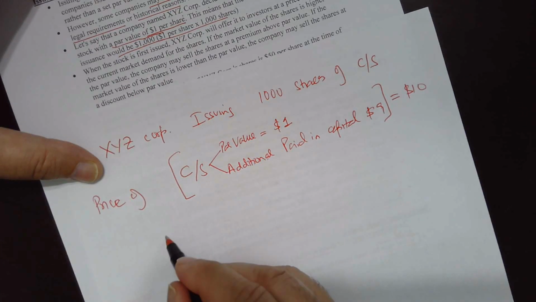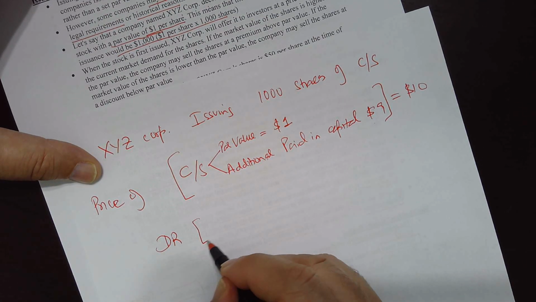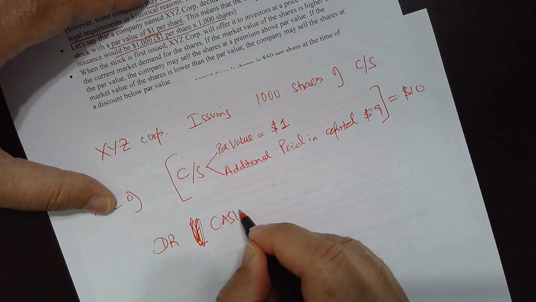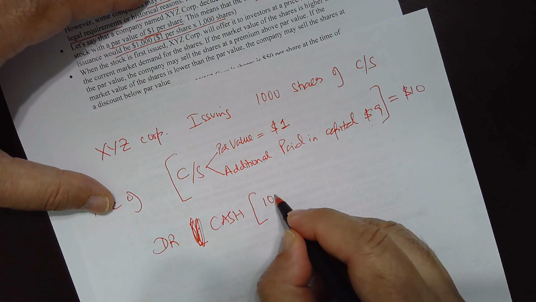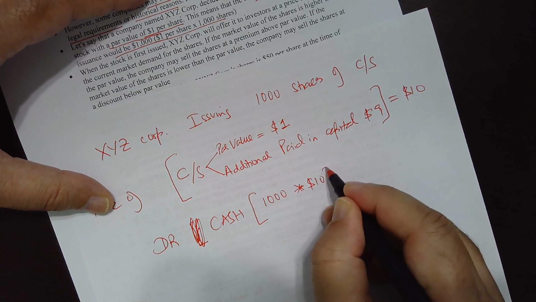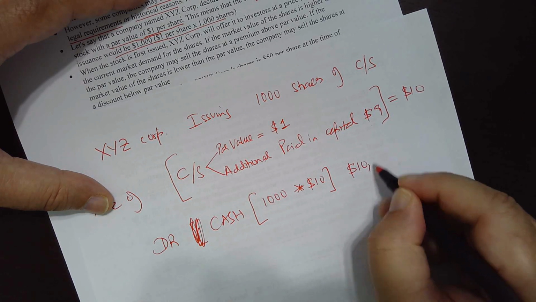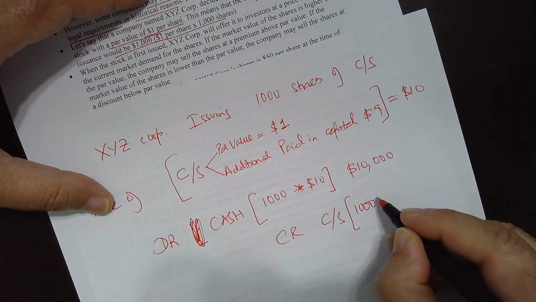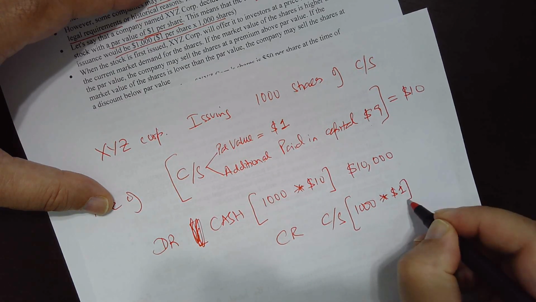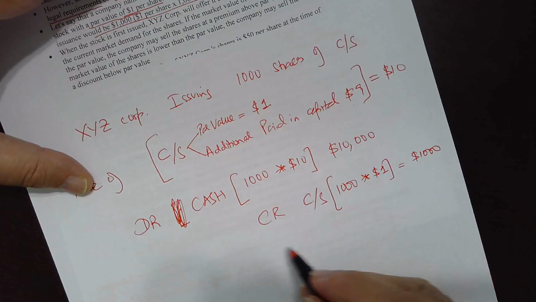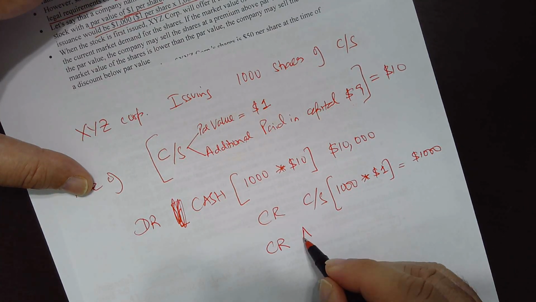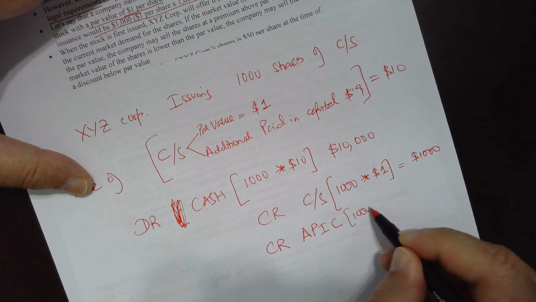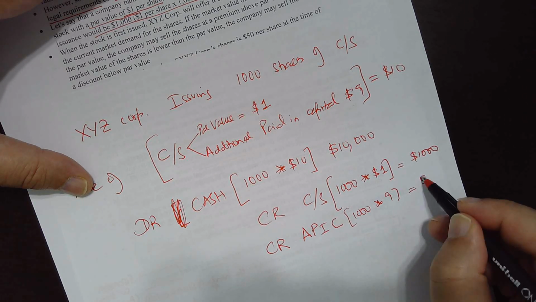So how are we going to do this? We're going to say debit cash. We are selling 1,000 shares at $10 value, so we can call it $10,000. But we're going to credit common stock, since it has a par value of $1, so that's $1,000. And we're going to credit another account, which is additional paid in capital, which is 1,000 shares multiplied by $9, is $9,000.